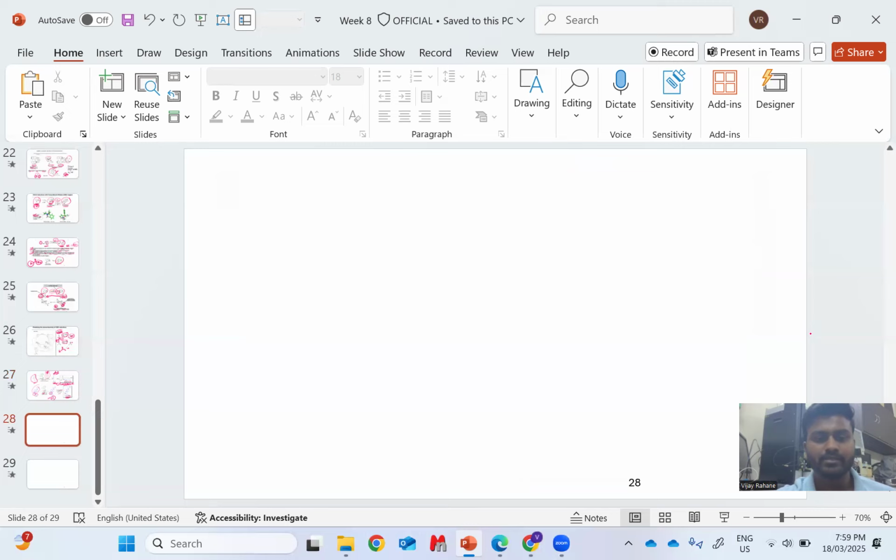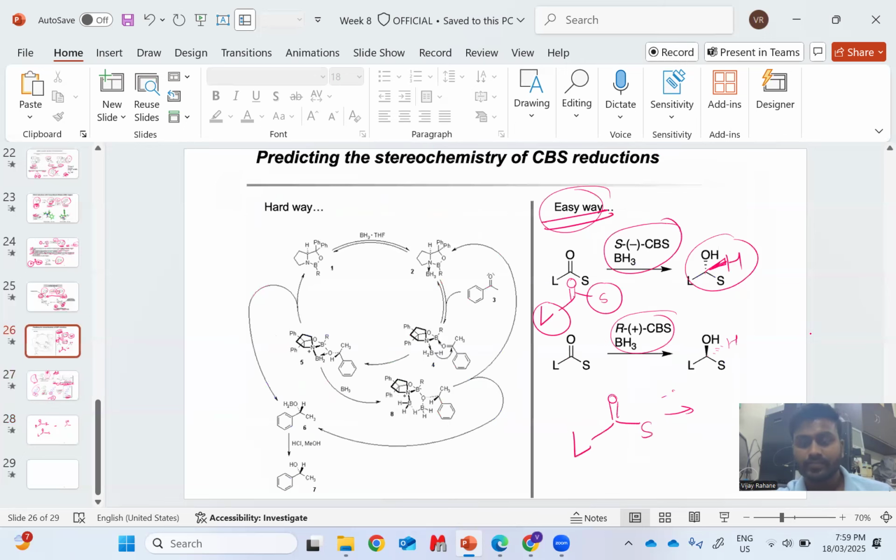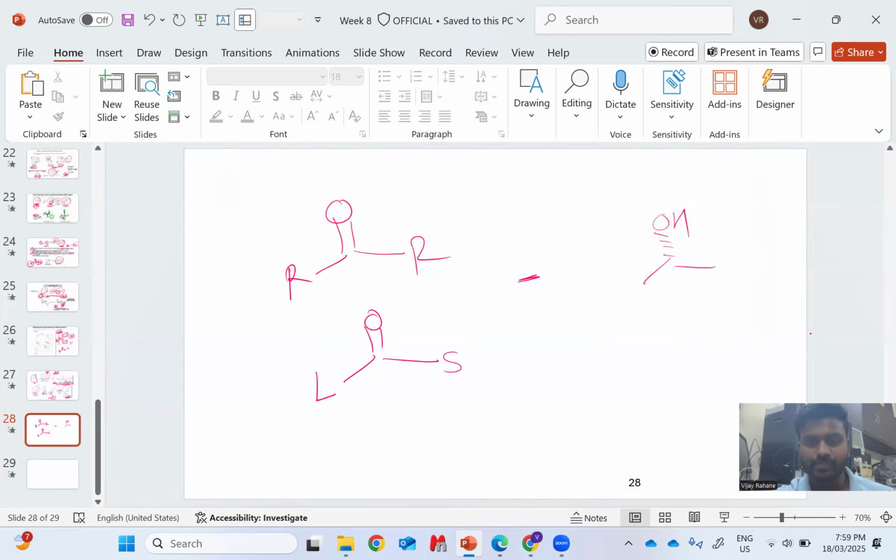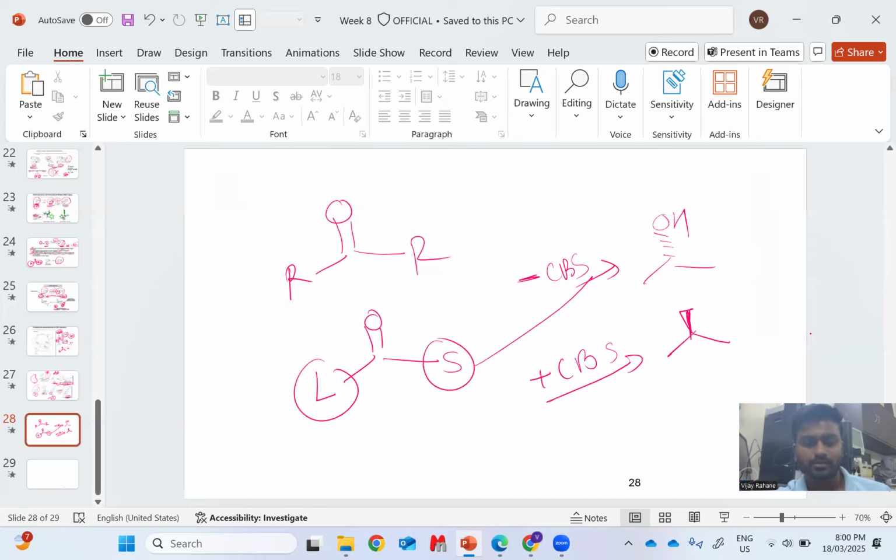So you just keep in mind: write the R group on the right-hand side. Let's say this is the ketone, with the larger group on the left-hand side and the smaller group on the right-hand side. When you add the minus CBS, the hydroxy group is on the alpha, right? And when we add the plus CBS, the hydroxy group is on the beta. That's the simple thing you can remember using this kind of shortcut.